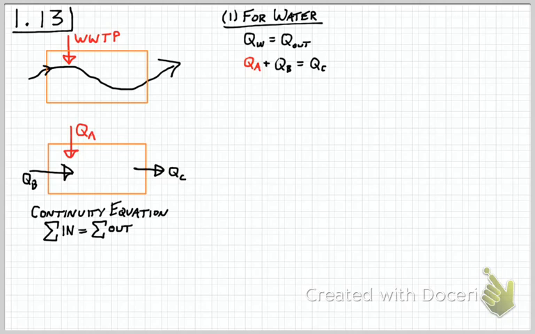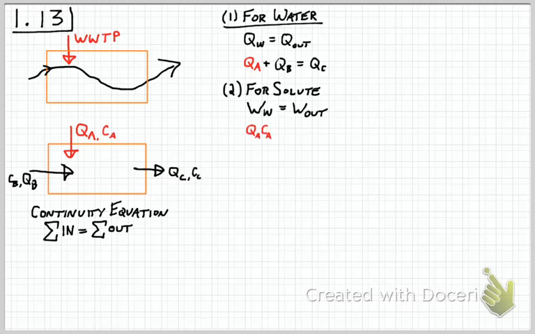We can apply the same kind of analysis for the dissolved constituent in these cases. So for our solutes, we see that the sum of the inflows must equal the sum of the outflows. Now, we can represent those loads as a discharge multiplied by a concentration. So QA CA plus QB CB must equal QC CC.